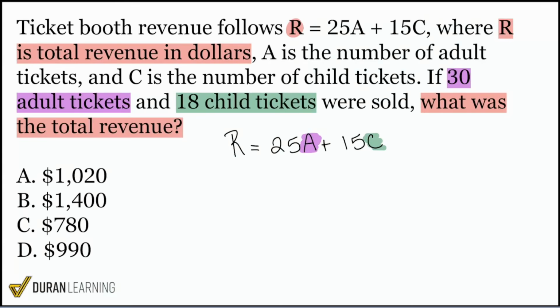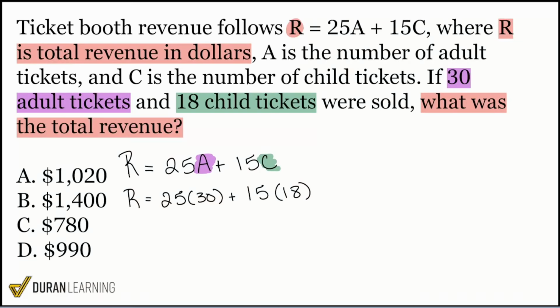So when we rewrite this, we now have R equals 25 times A, which is 30, and then we have 15 times C, which is 18. And so this is what you want to evaluate to get the correct answer. We have to go ahead and multiply 25 times 30. Whatever we get there, we're going to add it with 15 times 18, whatever that is. So basically, my game plan is multiply right here, multiply right there, and then add the results together.